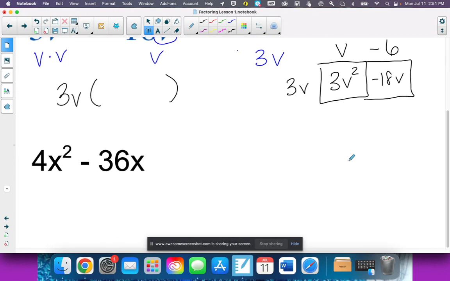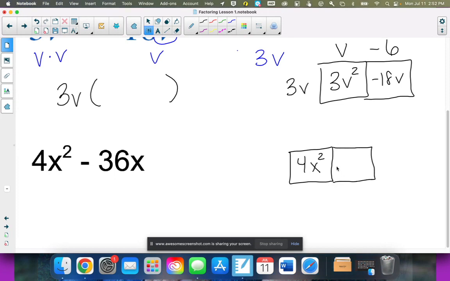All right, so let's try the next one. And again, think of it like an area, right? And I need to know the biggest thing that they have in common, their greatest common factor, so that I can pick out the width and then go and get the length. So 4x squared and negative 36x. And again, same thing as before, you can write down 4 and 36 and list all their factors. That's fine. But what we want is specifically the greatest one.